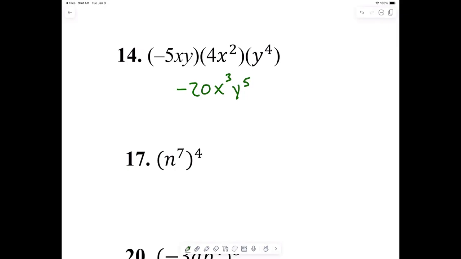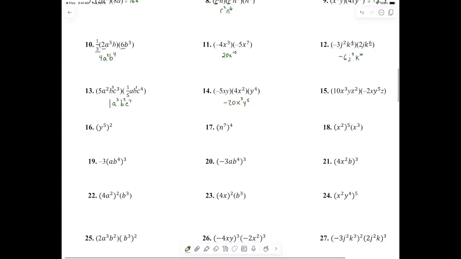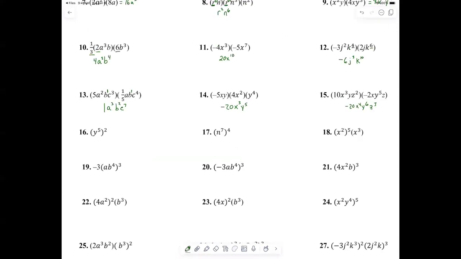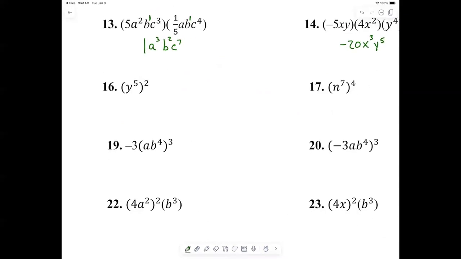Yes. Perfect. All right, let's do 15. It includes 1 x to the fourth, y to the sixth, and z to the third. Exactly. Thank you. Okay. Now we have something new.